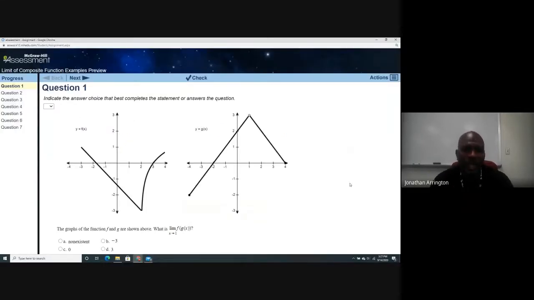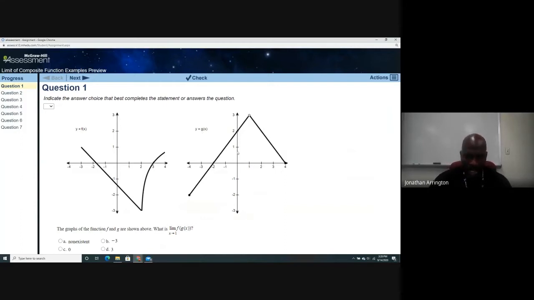Okay, so here's the first example. This is an example of case 1. Here on the left, we have the graph of f of x. Here on the right, we have the graph of g of x. It's asking us to find the limit as x goes to 1 of f of g. In this case, g is the inside function, so I'm going to find the limit as x goes to 1 of g first. Again, if that limit doesn't exist, then the limit of the whole composite function doesn't exist.